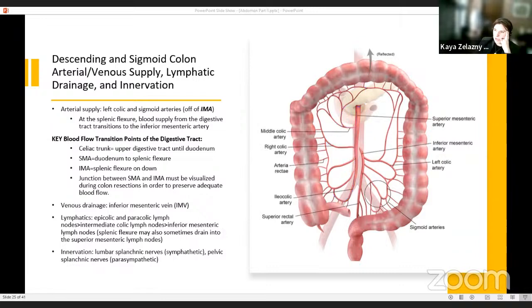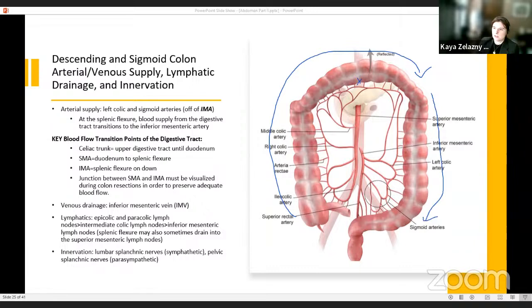So basically what we're looking at here is we're seeing a change in the blood supply to the digestive tract. So when we're thinking about our blood flow transition points, our celiac trunk, that first little bit, not marked on here, but it's more like here-ish, right? It's going to do our upper digestive tract, so like the stomach till the duodenum. Our superior mesenteric artery is doing everything from the duodenum all the way to our splenic flexure, essentially. And then the inferior mesenteric artery is supplying our splenic flexure on down, okay?